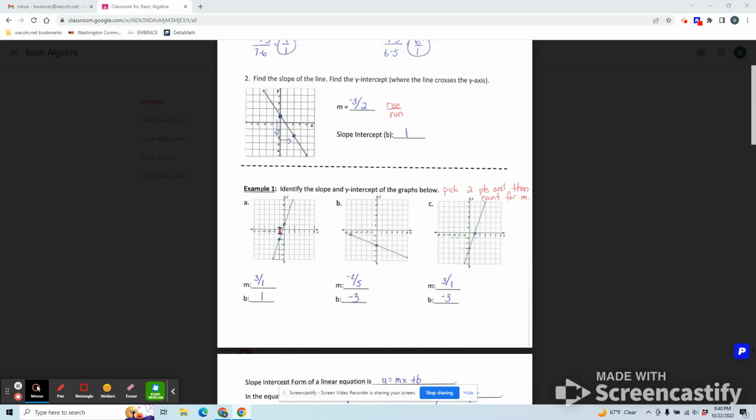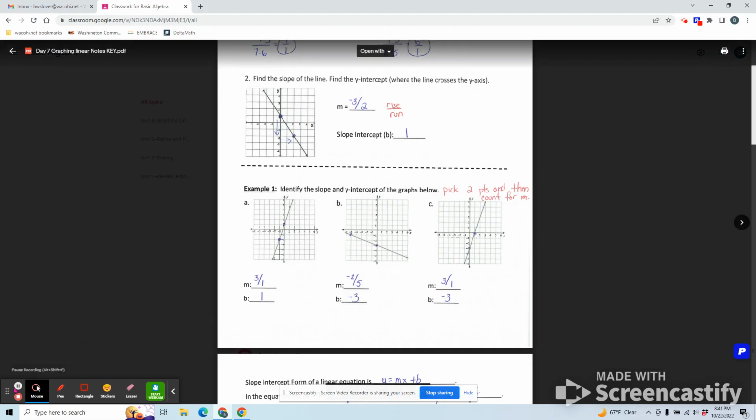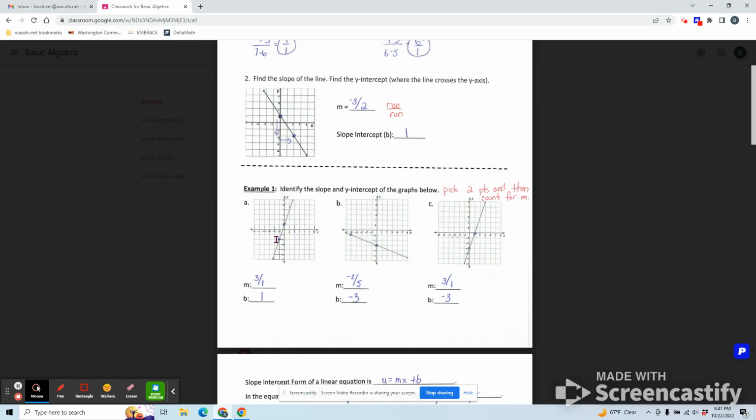So I picked my 2 points, and it doesn't matter whether you start with this point or whether you start with this point, the end result will be the same. I always go from left to right, just like I would read, and then I just count. Rise goes first, so I go up 1, 2, 3, and I went right 1. Going up is positive, going right is positive, so my slope is 3 over 1, or 3.